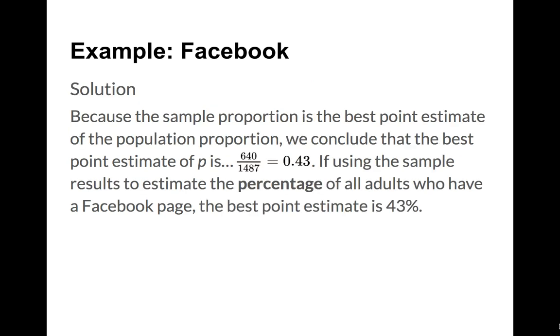Really simply, all we have to do is find the proportion from this sample by taking the number that have Facebook accounts over the total number surveyed, so 640 over 1,487, and we get 0.43. So that tells me that our best point estimate, our p hat here, is 0.43. If we want to, we can turn that into an interpretation using percents, and we could say that approximately 43% of all adults have Facebook pages based on this survey. So that's how we can use point estimates.